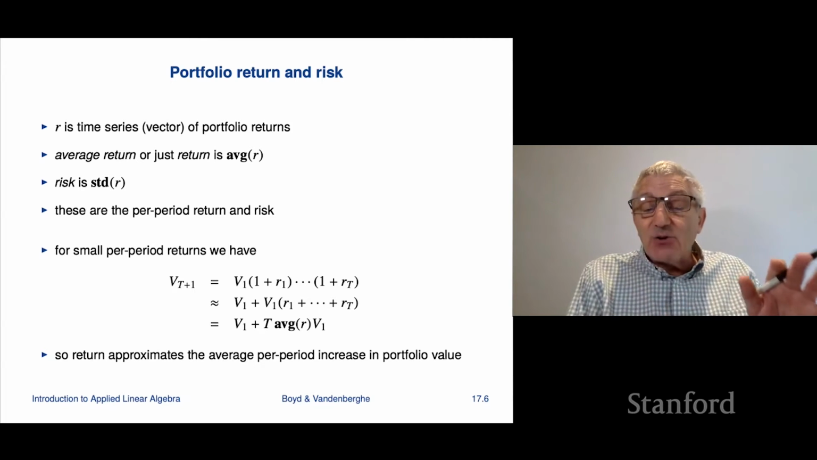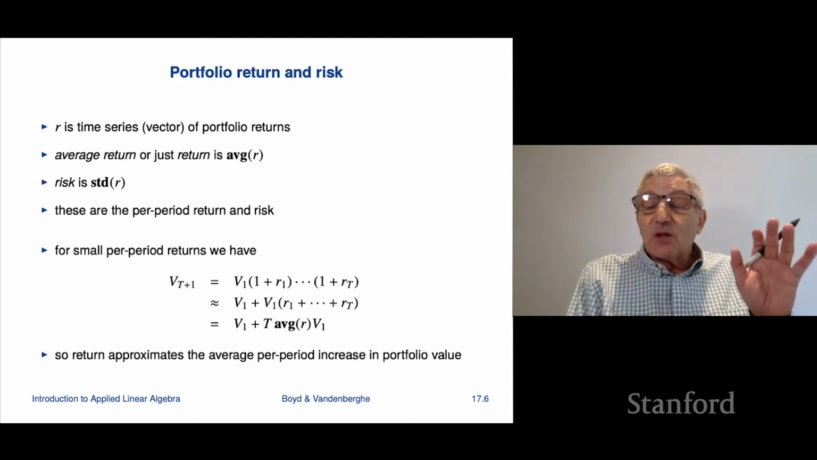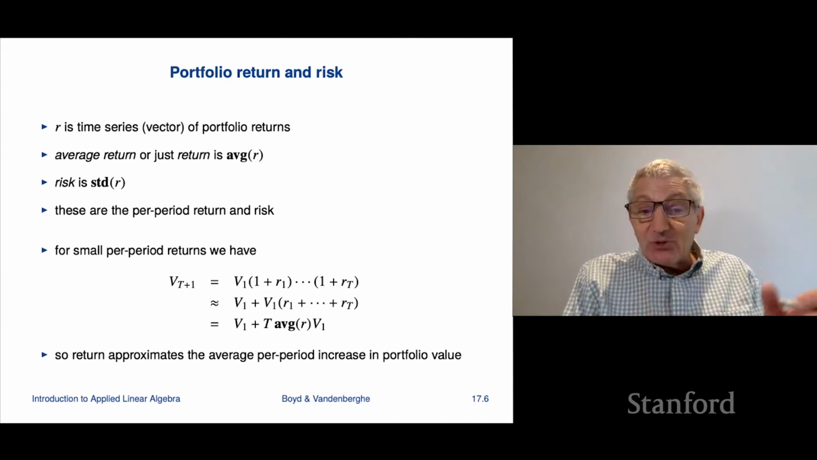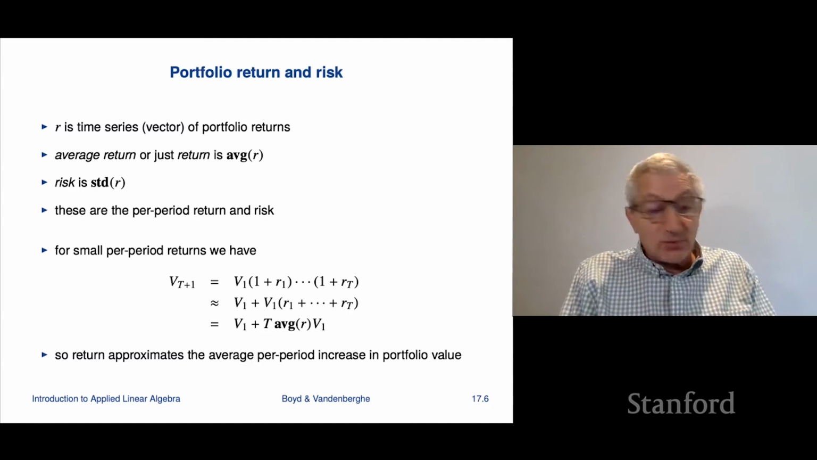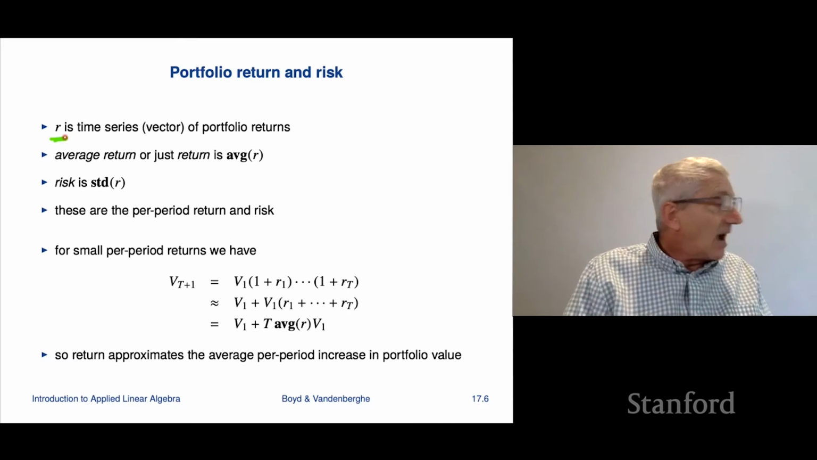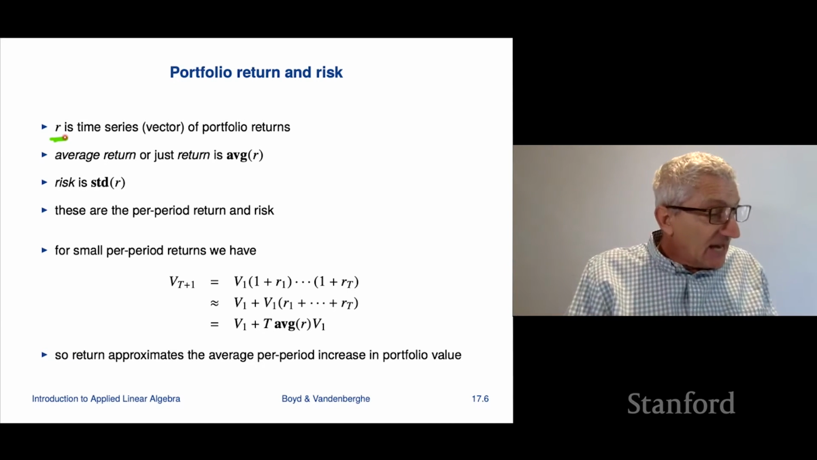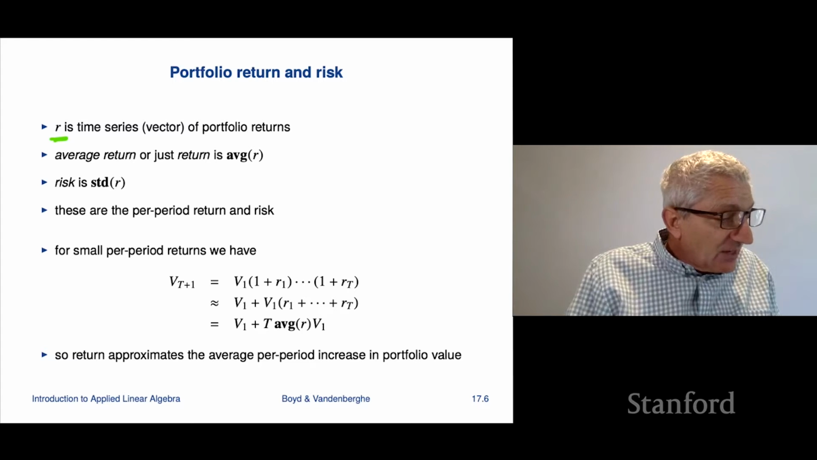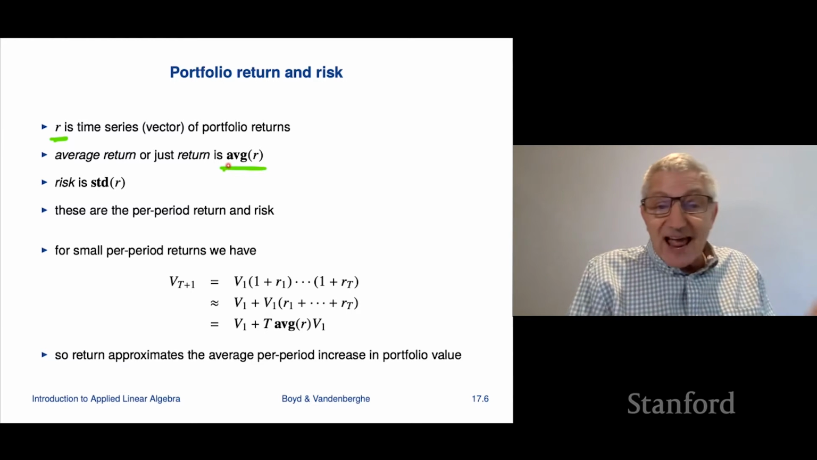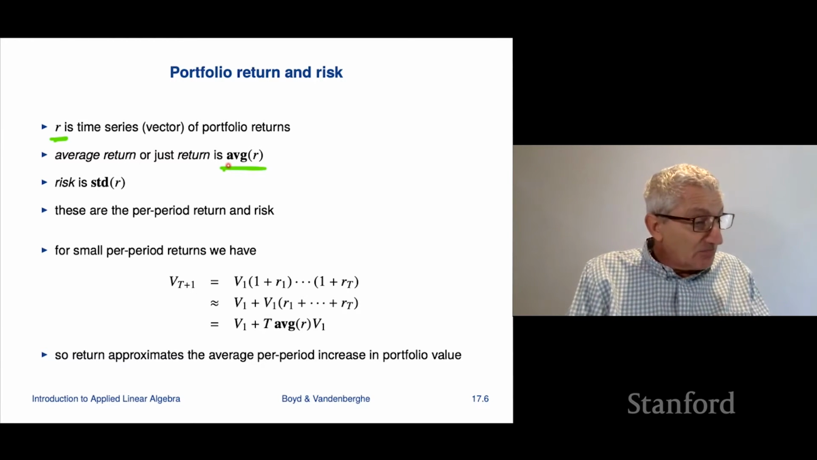It doesn't matter how you got it. Doesn't matter. But once you fix W, you get a time series of portfolio returns. That's R here. I could plot it. I could do all sorts of stuff. Now the average return, or people just say the return, is the average of that. So that's the average return.